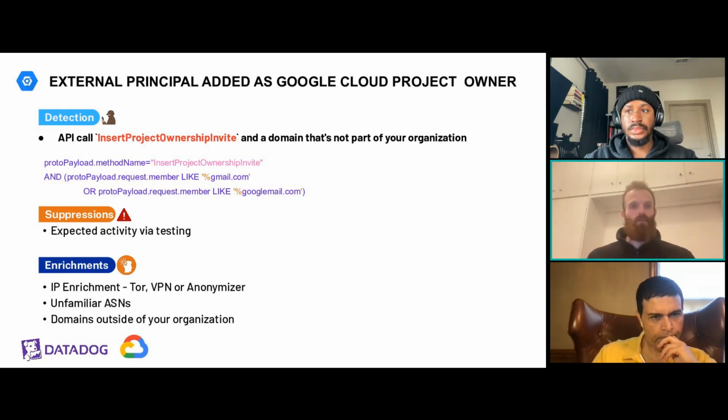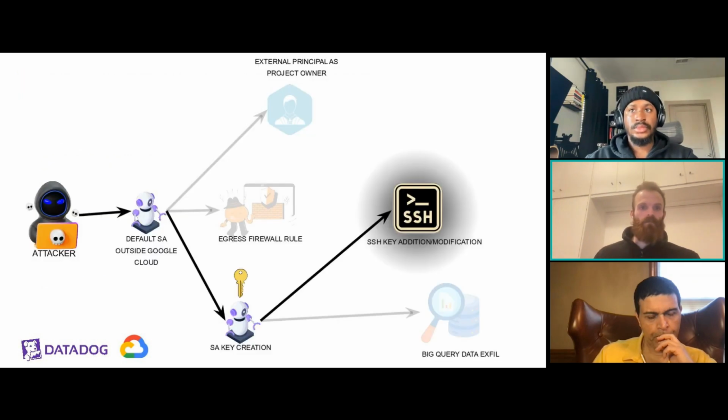This is something we've seen, and it is something to look out for. And again, with enrichment, you can see a theme for Google Cloud Logs. IP enrichment is very helpful. So possibly any anonymization software may be of interest to give you a higher confidence signal, unfamiliar ASNs, and then we've already touched on the domains outside of your organization.